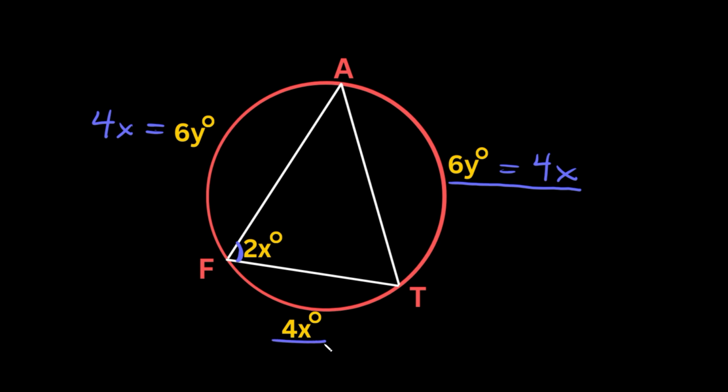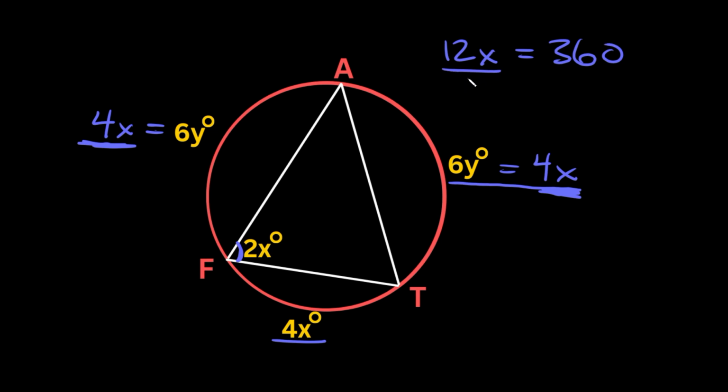So first of all, we're given 4x down here from F to T, right? And now we also know from T to A, that's also 4x. And we also know from A to F, that's also 4x. So 4x plus 4x plus 4x should equal 360 degrees, right? So what is that? 4 plus 4 plus 4 is 12, right? So 12x is equal to 360 degrees.